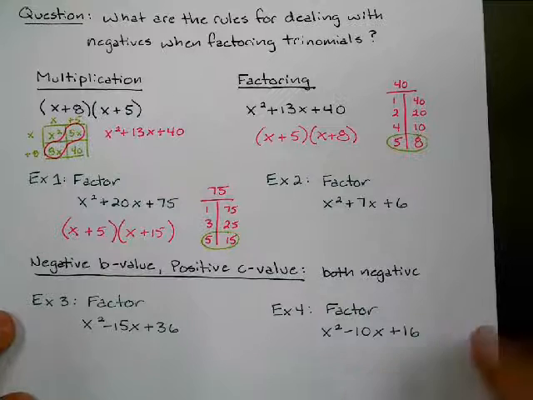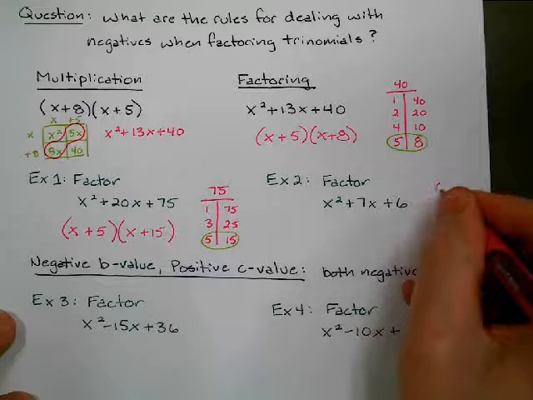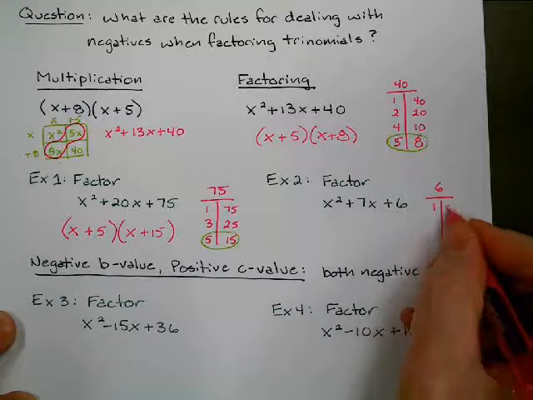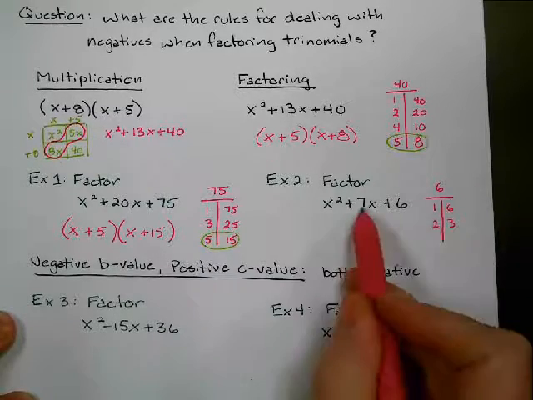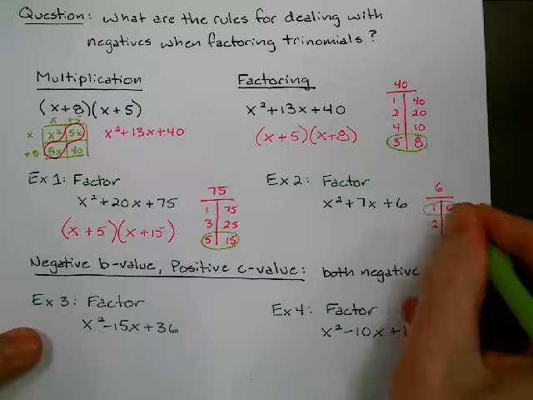All right, example 2. We're going to take our last term, which is 6, and find out what multiplies to 6. 1 and 6, 2 and 3. Now, do any of these combinations add up to 7? Yes, 1 and 6 does.